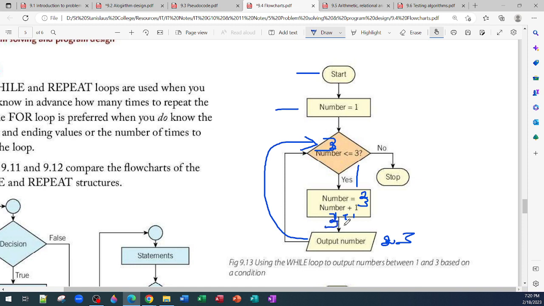We add 3 plus 1. We're going to get 4. We output 4. We go back up again. Is 4 less than or equal to 3? No. And we come out here and we stop the program. So the fact that steps are repeating themselves is the indication of a loop.